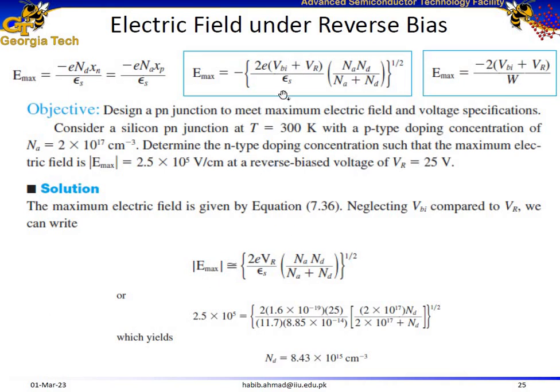And the magnitude of Emax would be approximately 2q VR divided by epsilon S, in A and D, divided by NA plus ND. The maximum electric field is given. All the other parameters are given, but ND is missing. So rearrange the equation for ND and we get its value using this equation.